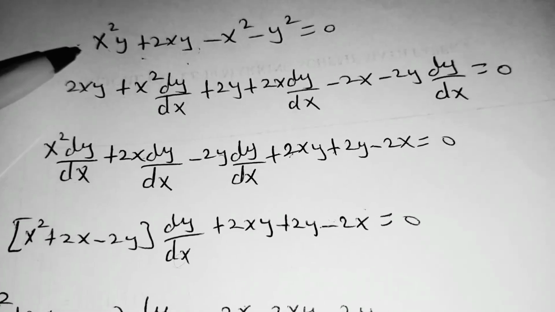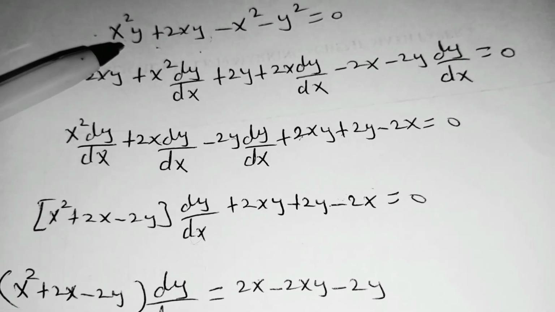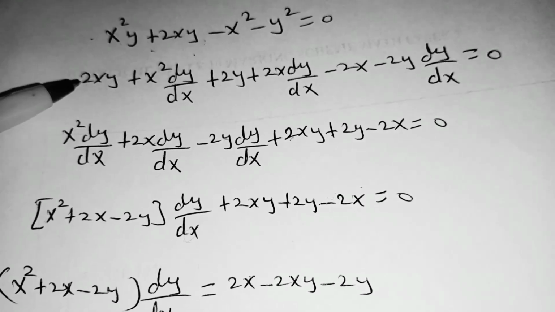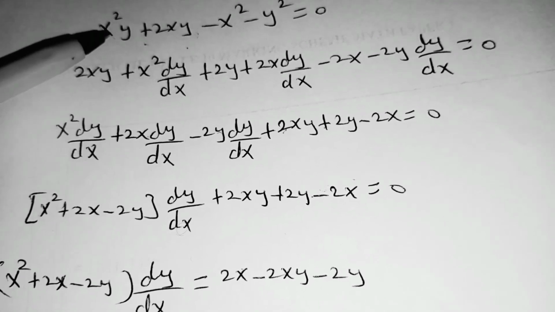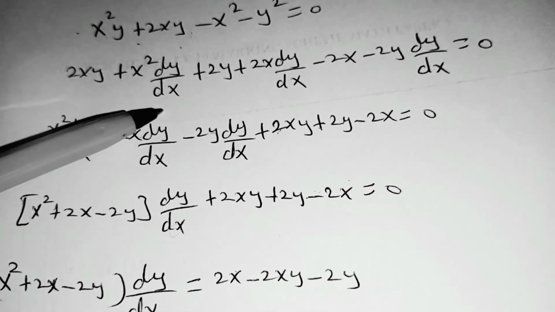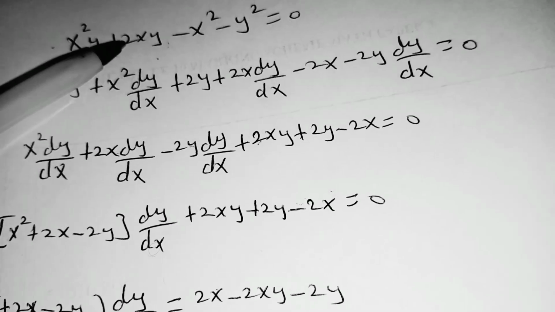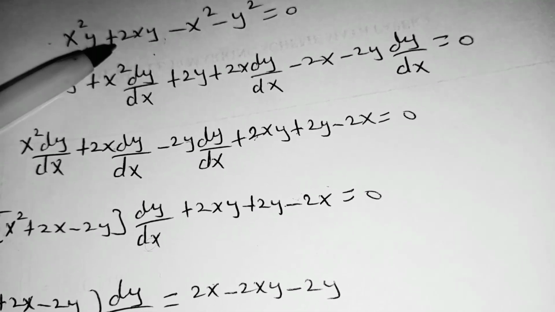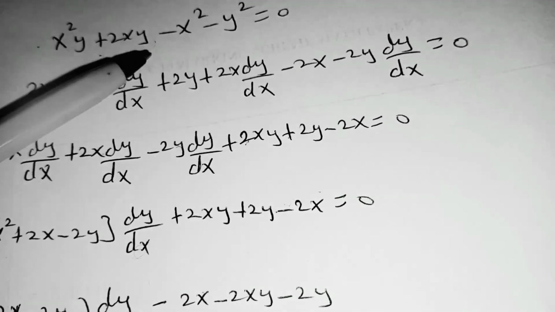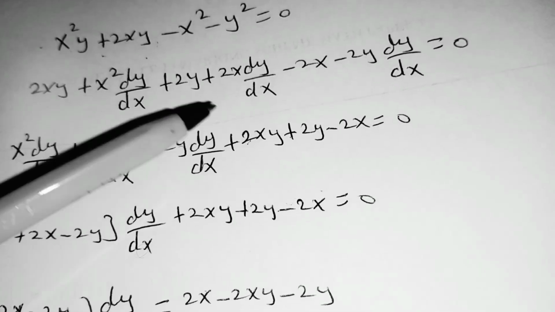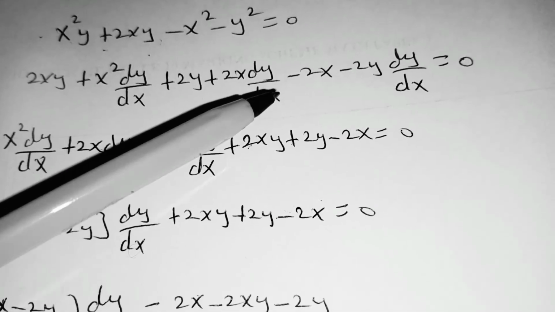Our function was this. Then you differentiated this by product rule, whereby we held y constant and differentiated x squared to obtain 2x multiplied by y. Then we held x squared constant and differentiated y, whereby we obtained dy/dx multiplied by x squared, then plus 2. When you differentiate x, it will be 1. 1 times 2 times y is 2y, plus you hold 2x constant and you differentiate y with respect to x, so it is 2x dy/dx.